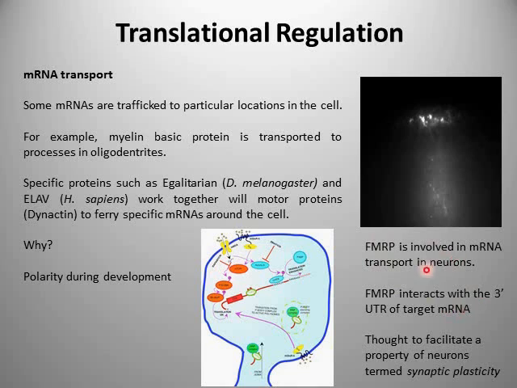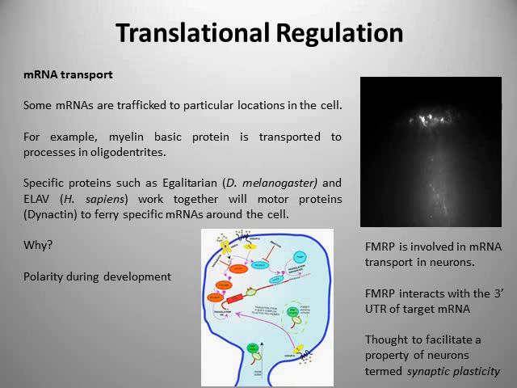Another good example that's a real hot topic with regards to research at the moment is the function of this FMRP protein, which hopefully most of you now will realise is the Fragile X mental retardation protein. So this is the protein product of the Fragile X gene.